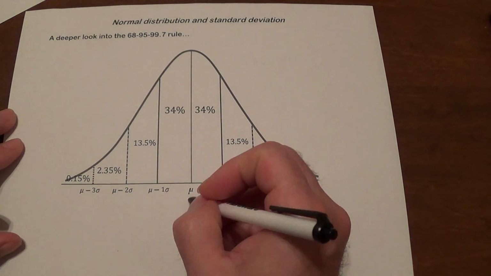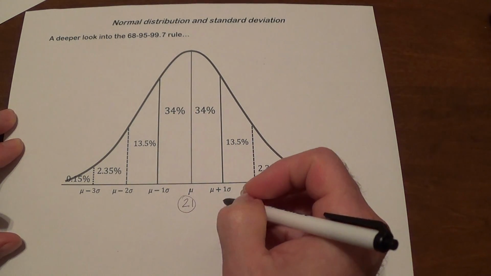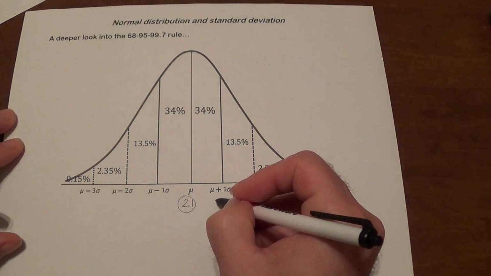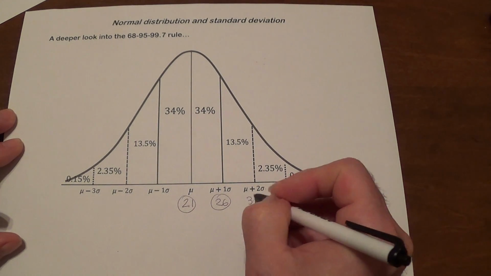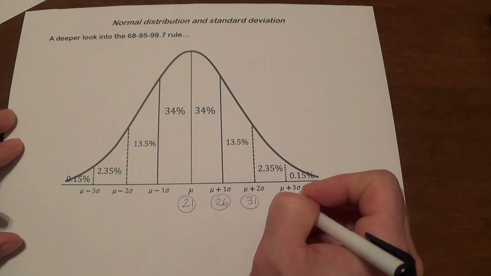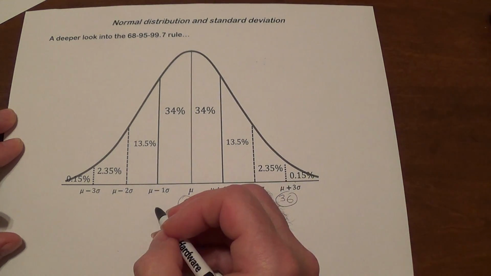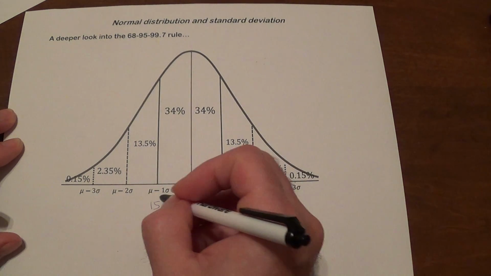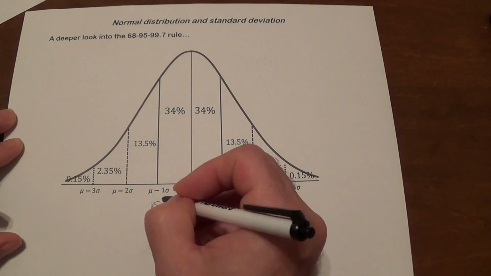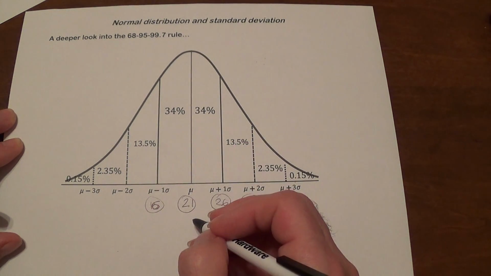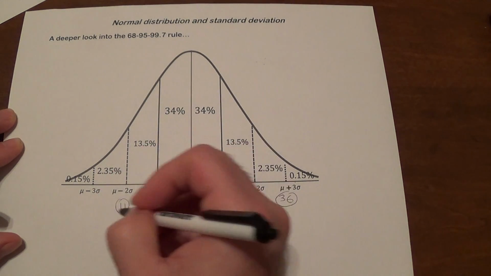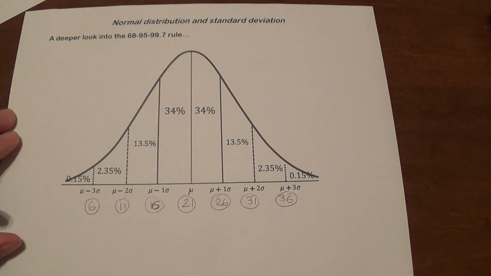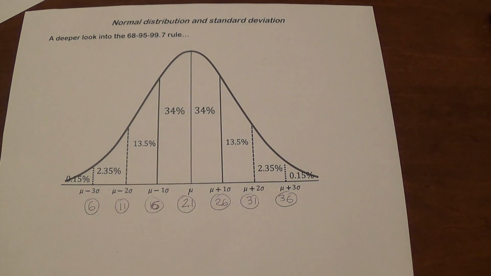So this number here is going to be 21. This is the mean. 1 standard deviation above the mean will be 26. 2 standard deviations above the mean will be 31. And 3 standard deviations above the mean will be 36. 1 standard deviation below the mean will be 16. 2 standard deviations below the mean will be 11. And 3 standard deviations below the mean will be 6. So we're going to use that to help us with answering these questions.